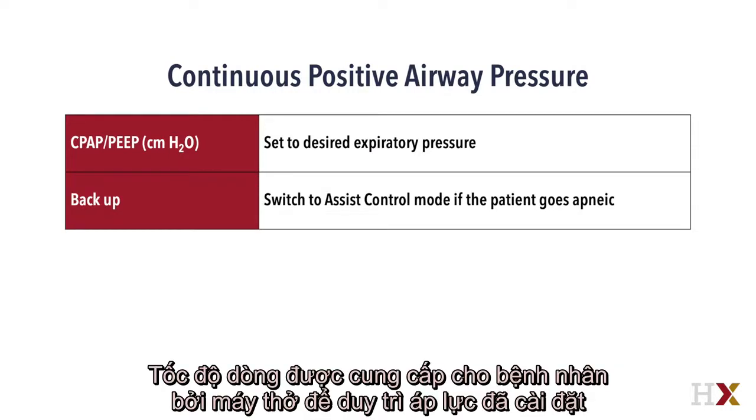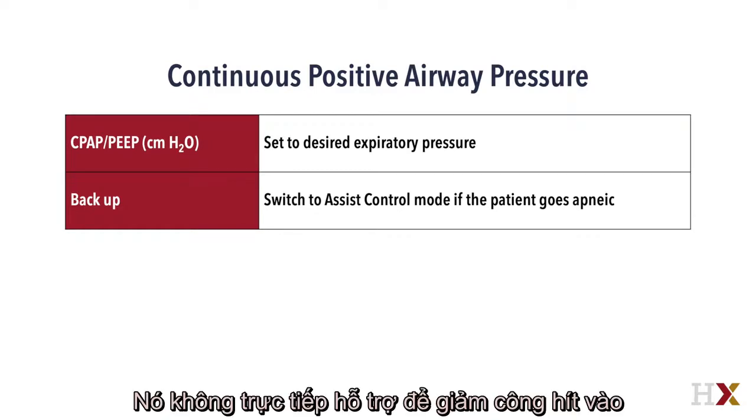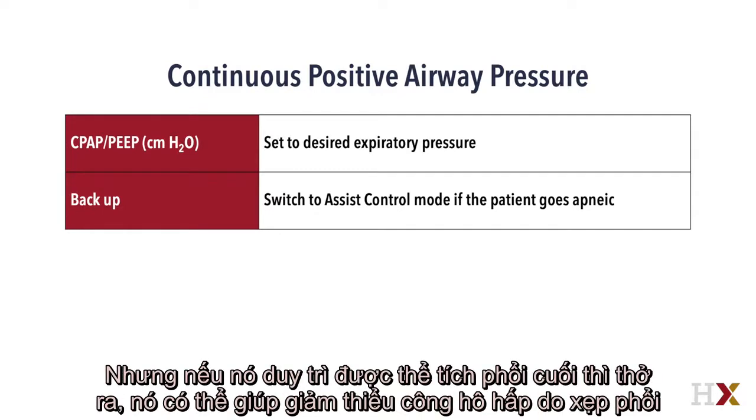Flow is delivered to the patient by the machine in order to maintain the set pressure. It does not directly provide support to reduce inspiratory workload, but if it maintains end expiratory lung volume, it can help to minimize workload due to atelectasis.